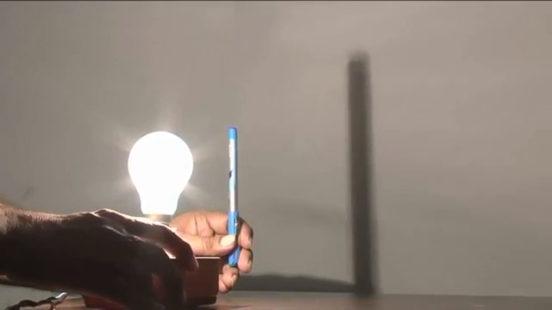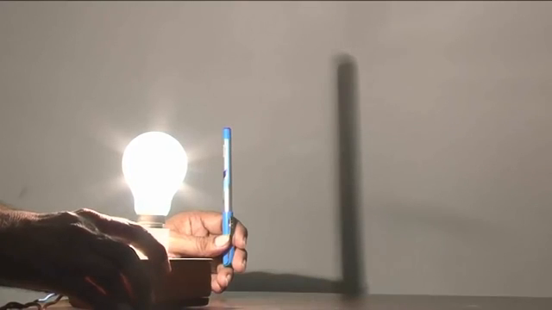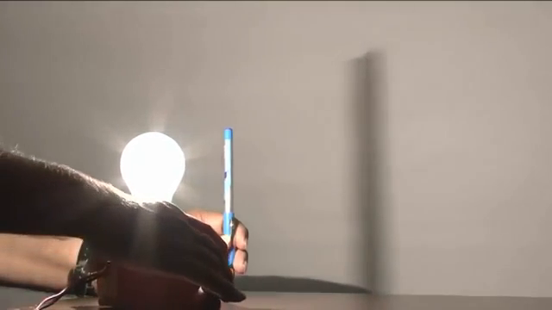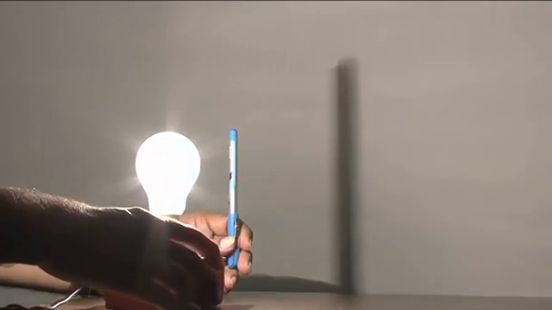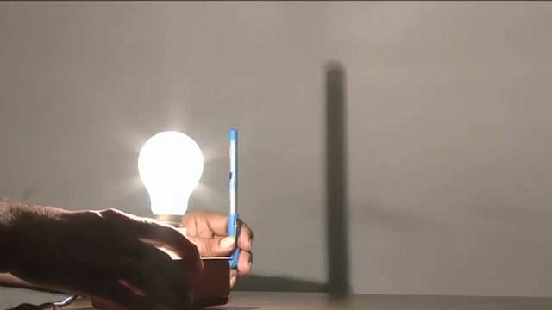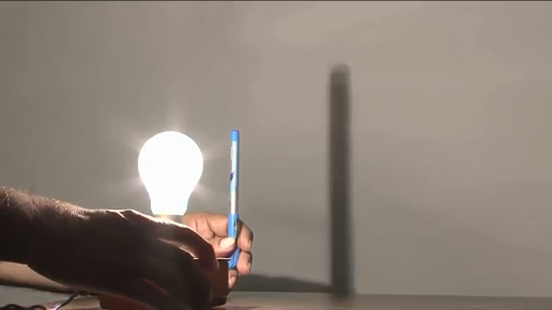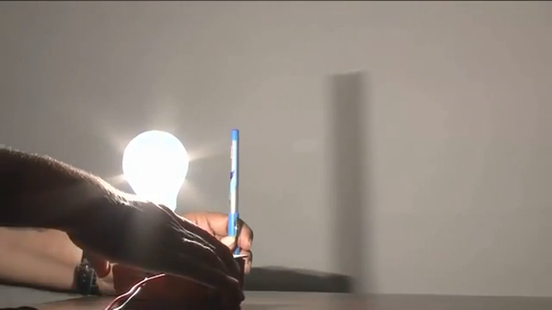See how the shadow is changing. I have rotated it almost 90 degrees. Go back, and this is the shadow. Rotate the bulb, and this is the shadow. So this also you have to explain: why the shadow is changing its character when the light bulb is getting rotated.